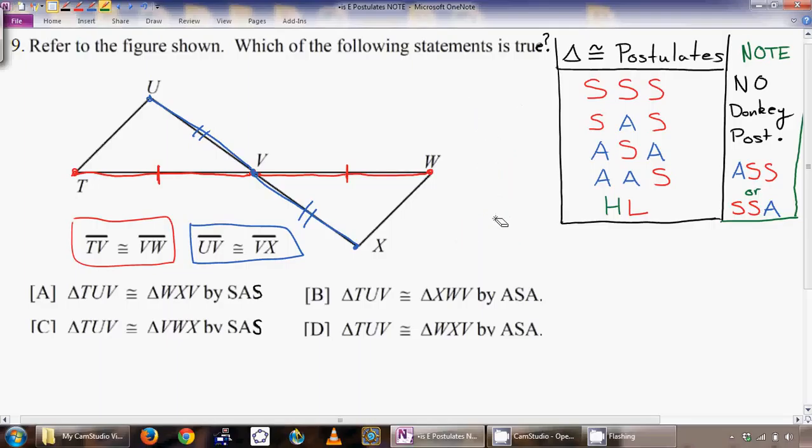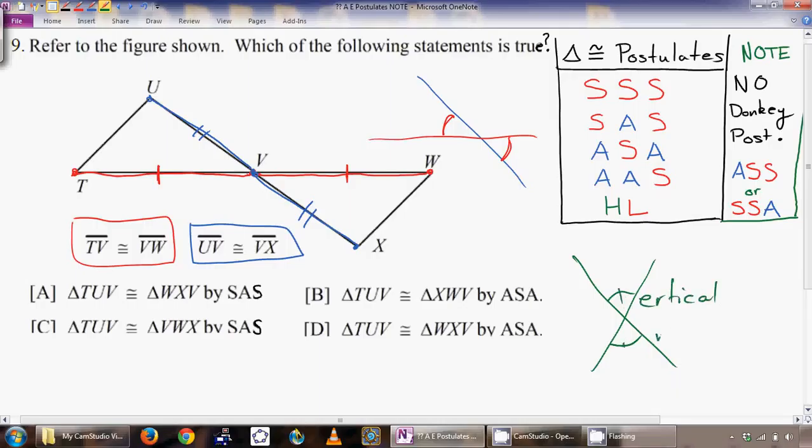Let me draw it kind of like this. I've got, and I'll do it in the colors, this blue line coming down, and then this red line coming across. They're going to form angles here, all right? And we know there's a shortcut, right? When lines intersect, they form these angles, and they're called vertical angles, and they'll be congruent, all right? So I know that this angle here is congruent to this angle here.